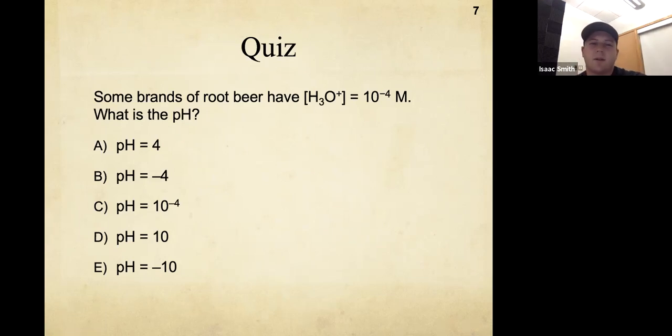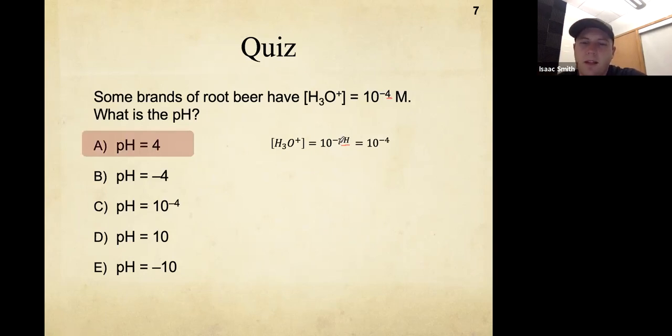Okay, it says some brands of root beer have a hydronium concentration of 10 to the negative 4 molar. What is the pH? In the last slide, we learned that pH is going to be the exponent of the hydronium concentration. Since we have a 4 here, pH would be 4. And again, this is negative pH. So it's not that the whole exponent is the pH, just the part after the negative sign is the pH.